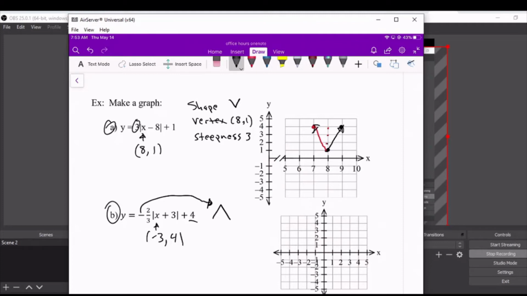So I'm going to plot the vertex here at (-3, 4). The steepness is 2/3. So I'm going to go from here down 2, over 1, 2, 3, and plot that point. And then the other side of the V, down 2, over 1, 2. Oops, I'm running out of room on my grid. I'll have to scoot off the grid a little bit there. And I'll put some arrows on that. And I've got my V shape and I'm all set.